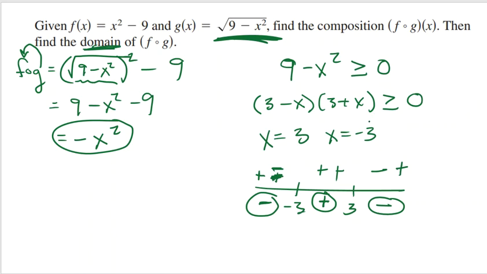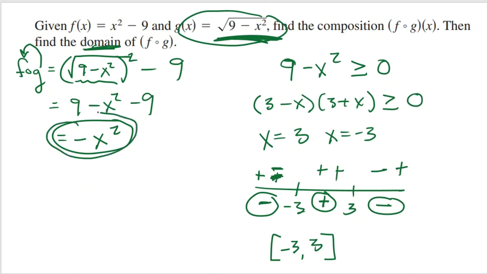So the only numbers that are greater than or equal to 0 are negative 3 to 3. My domain of g was limited because it had that square root, which means the domain of my composition is also going to be negative 3 to 3. Even though it doesn't look like it has any domain issues, because it was built from a function that did, I have to consider the fact that it did have those domain issues.